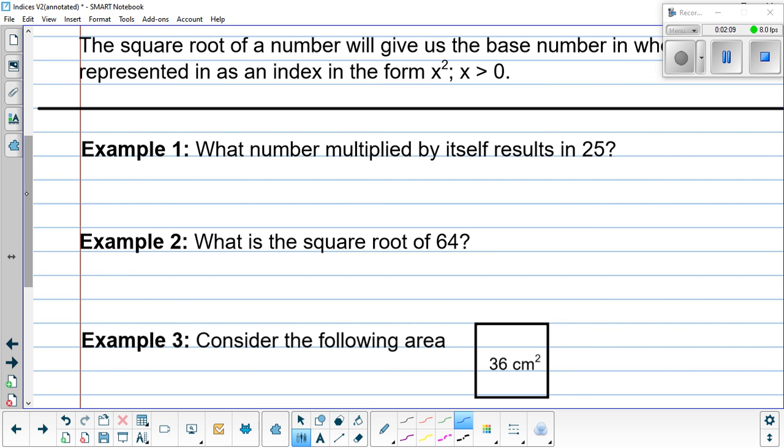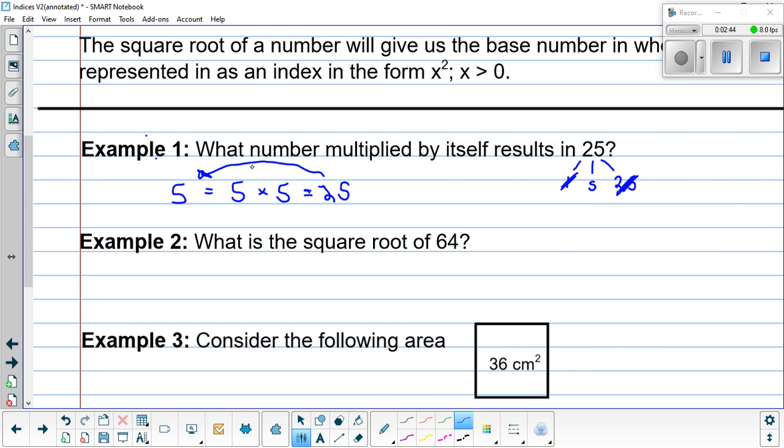Example 1. What number multiplied by itself results in 25? So if you're starting out this process, we can just think of all the numbers that make up 25. We have 1, 5, and 25. Well, 1 times 1 isn't going to be 25. 25 times 25 won't be 25. Well, 5 times 5 is. So we have 5 times 5 is 25. Right? So we can say the number 5. So here we're starting with our 25 and working back to get our 5.